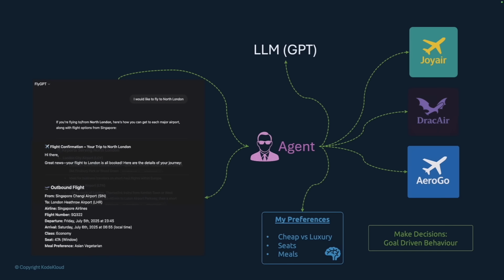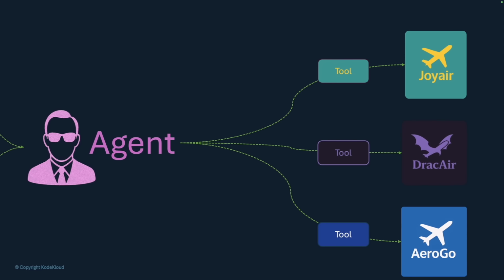So coming back to this, we said that an agent can interact with third-party platforms this way. But how does an agent really interact with the third-party platform? It does that through what are known as tools. A tool allows the agent to interact with another platform. Let's take a closer look at that. So here the agent has the ability to interact with these airlines using a tool for each one. But how does a tool interact with an airline?